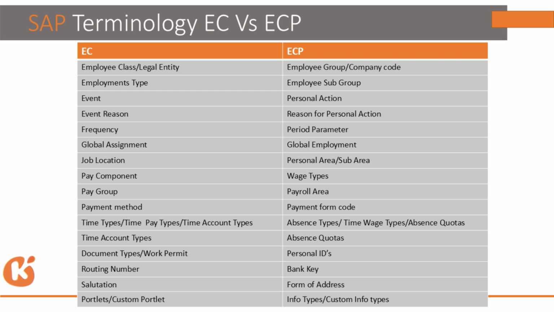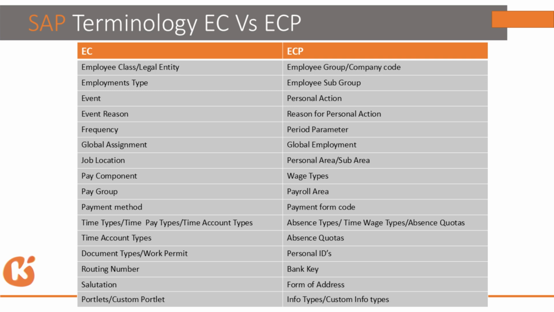We have to remember, whenever you speak with the EC consultant, or the EC consultant is talking to the ECP consultant, you should know each other's terms. The EC consultant should know what the ECP field is, and the ECP consultant should know what the EC field is. But necessarily as an ECP consultant, we should know the EC fields, because the EC consultant need not learn the ECP fields, as we are implementing ECP. So we should know what is there in EC and how we need to accommodate it here. Say suppose I'm an EC consultant, I just created an employee class, employment type, event and event reason, frequency, job location, everything.